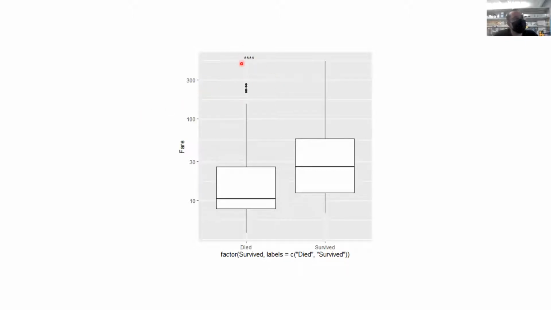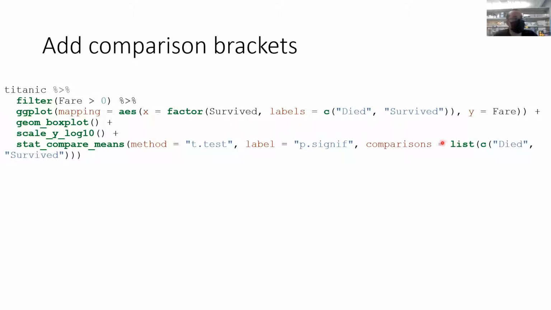But what we really want is a nice little bracket that tells us that we're comparing this with the stars centered in the middle. So that is what we do with the comparisons argument. Here we can specify a concrete list of comparisons. Now, comparisons takes a list. This argument takes a list as a value. So we need to make a list of vectors of variables that we want to compare. c makes a vector, if you'll remember from your basic R.